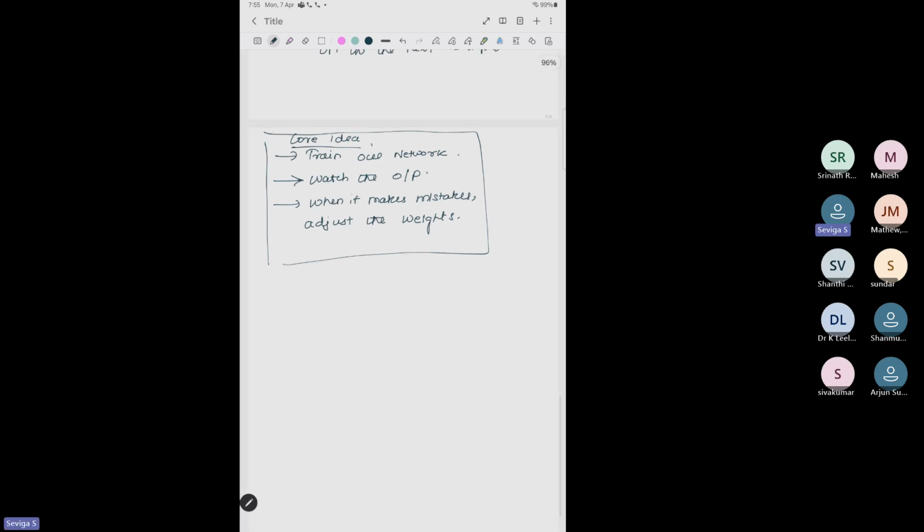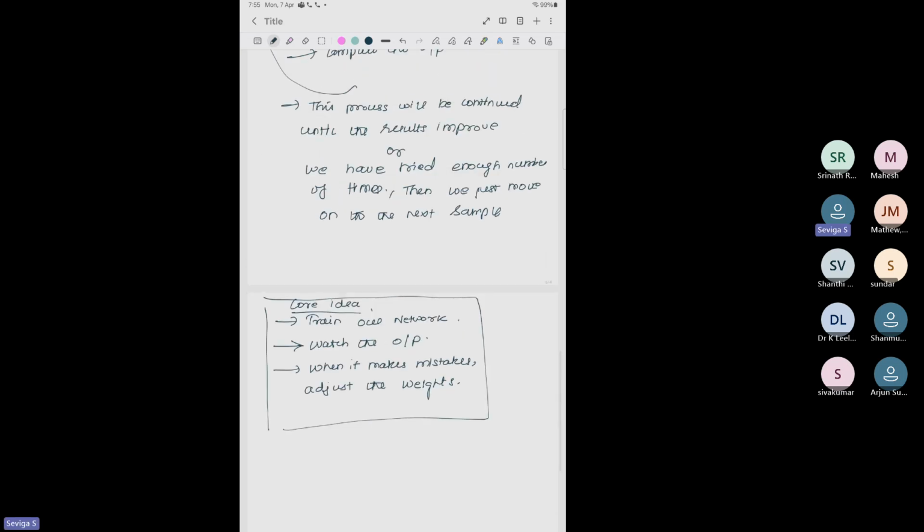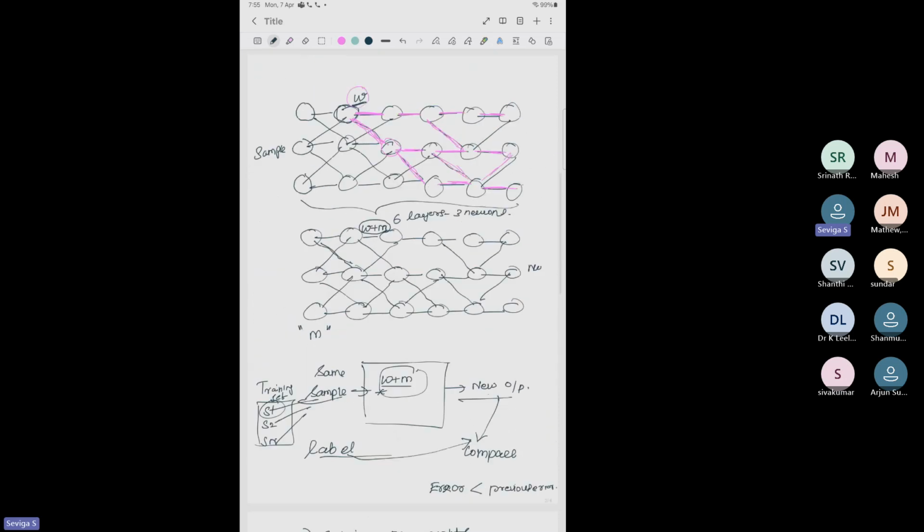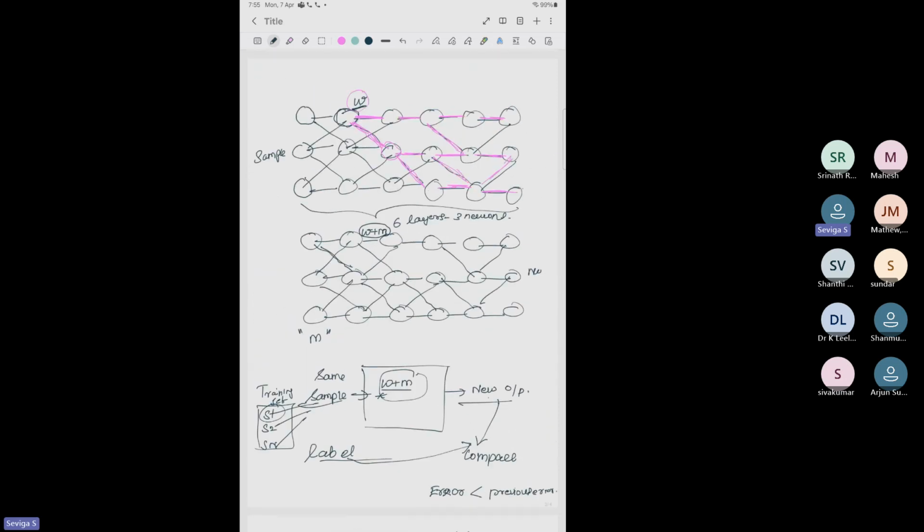So we have to train our network, watch the output every time. If it makes a mistake, adjust the weight. If it is not making a mistake, you do perfect, go to the next sample. So for every sample in the training data set, we have to do this process. But we will learn. So this is a slow way of learning. Is it clear? So you have to understand this concept very clearly, then only we can go to the next concept. Is it clear?